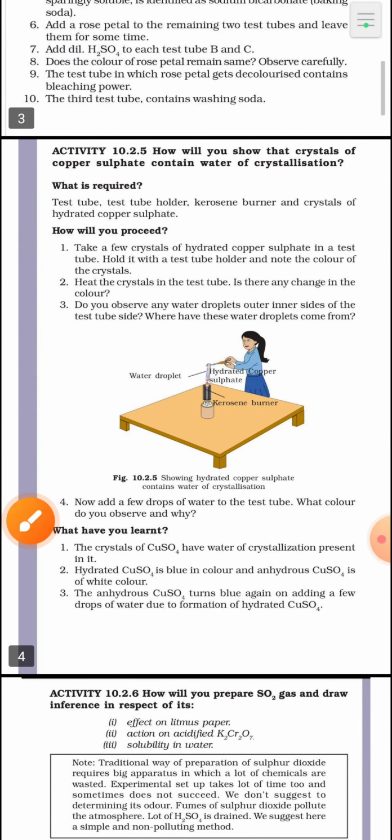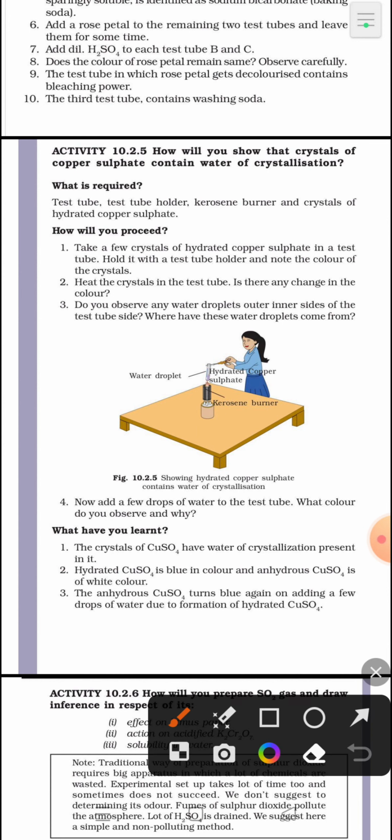Next activity. How will you show that the crystal of copper sulfate contains water of crystallization? Copper sulfate crystals have blue color due to the water of crystallization. Or you can say crystals of hydrated copper sulfate. If you heat it, then it becomes white, and if you add water to it, then it again becomes blue.